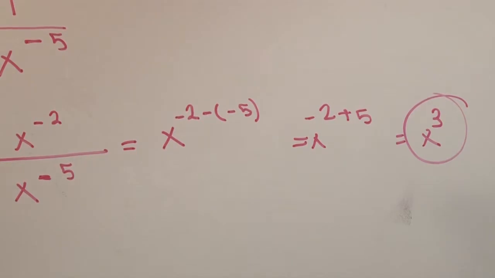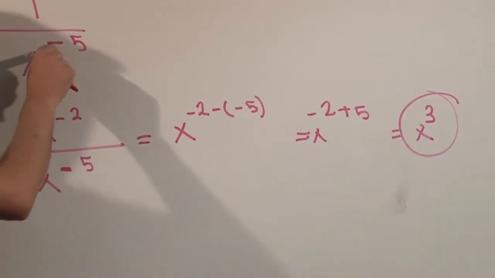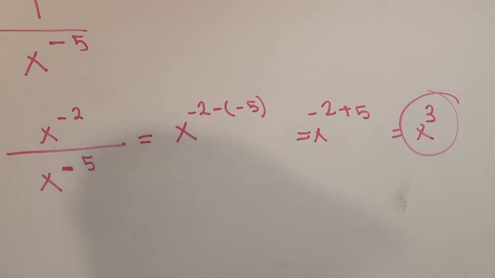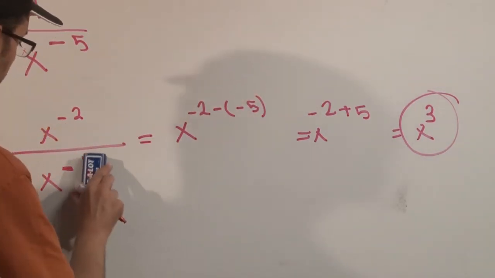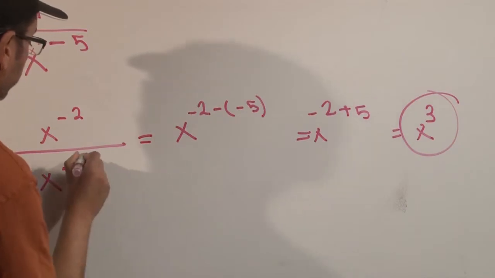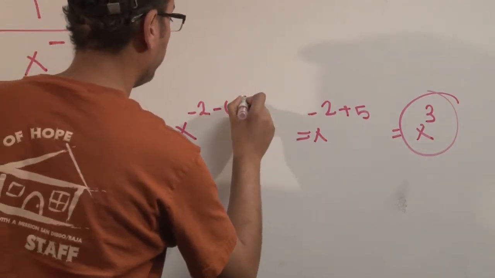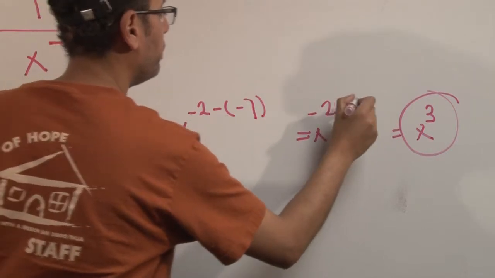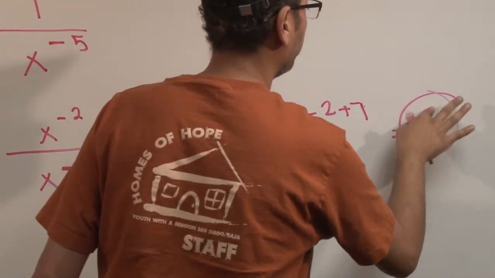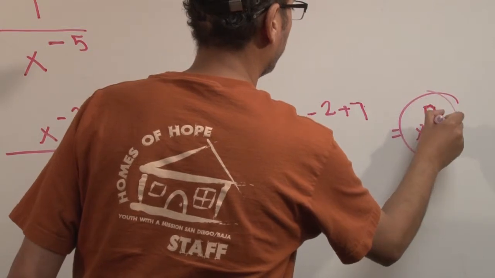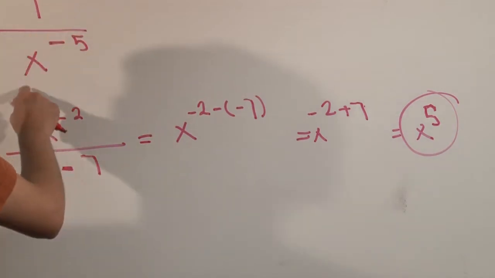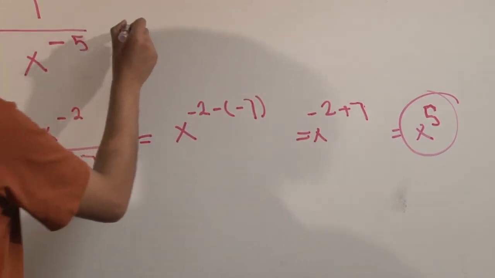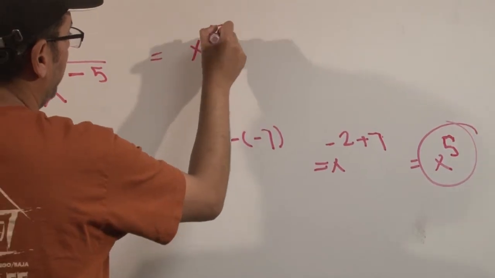So that means that if the exponent is negative and it's in the denominator, it goes up to the numerator. To make this example better, let me make this 7, and this is 7. So here, 1 over x power of negative 5 equals x power of 5.